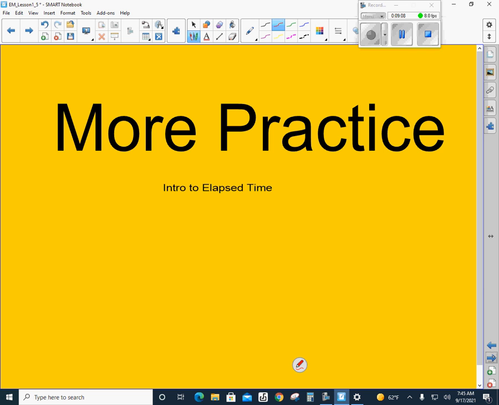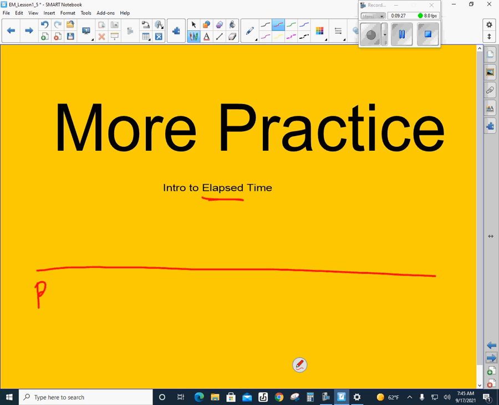All right, so now we're going to look at elapsed time. Elapsed time means the time in between things happening. And we're going to use an open number line for that. Now, the other day we used an open number line for rounding. Now we're going to use an open number line for finding elapsed time.